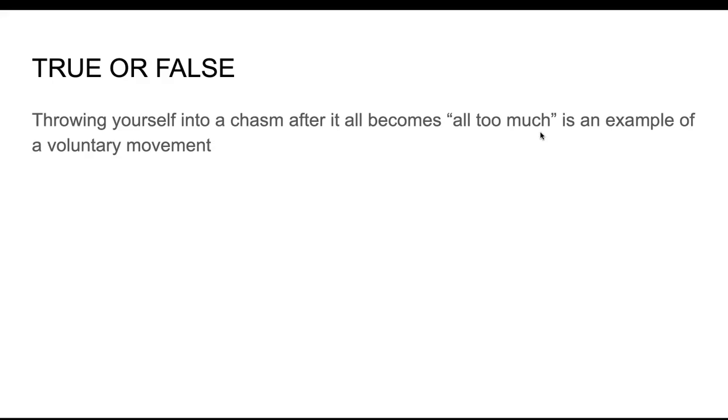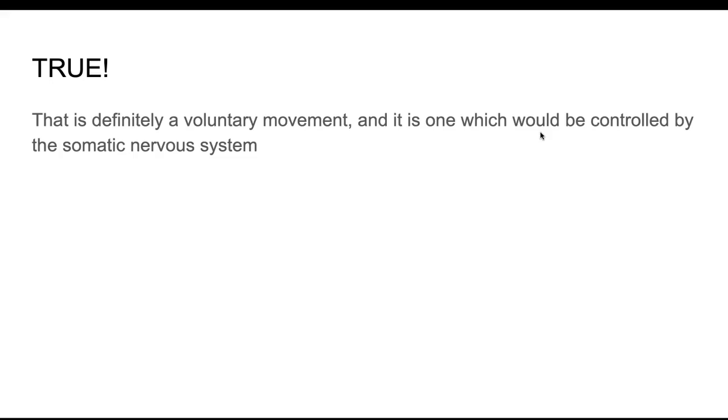True or false? Our next question. Throwing yourself into a chasm after it all becomes all too much is an example of a voluntary movement. I'll give you around 10 seconds to make up your mind on which it should be. True. That is definitely a voluntary movement, and it is one which would be controlled by the somatic nervous system.